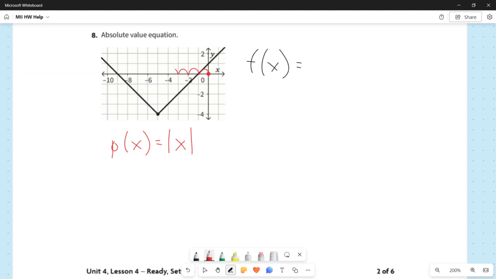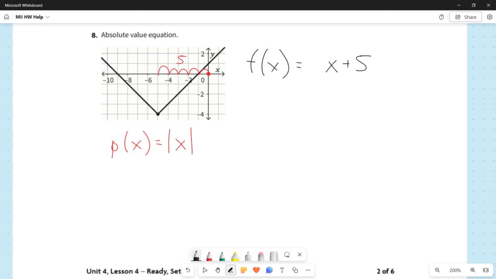1, 2, 3, 4, 5, right? So my vertex shifted 5 units to the left. Now, as we've seen in a couple different contexts, when you're applying a transformation to a graph, not just an absolute value function, but really any function, what happens to your input, which is x in this case, is that because we're going to the left, you add the distance that you've traveled. So when we're going to the left, we're going to add 5.